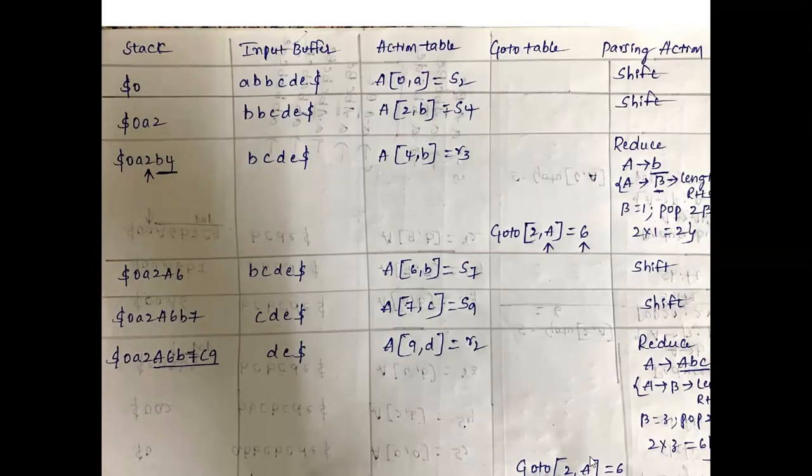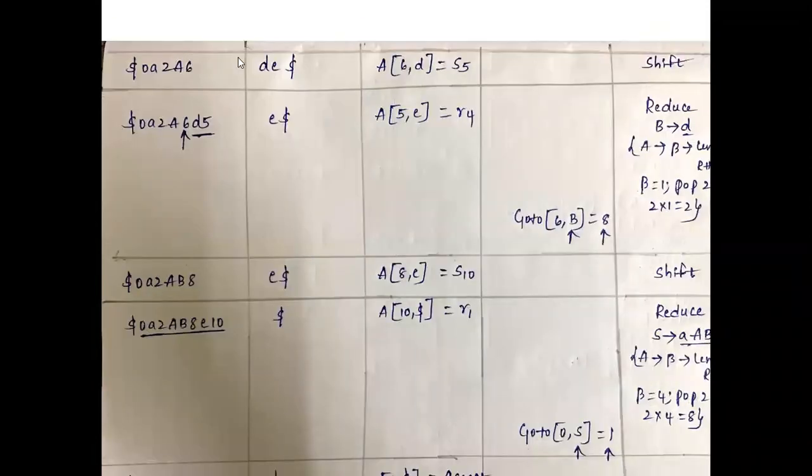Is it clear? Now this A and 6 are pushed onto the stack. Now my stack contains 0A, 2A, 6, and the rest of the input in the input buffer is DE dollar. And now action of 6 comma D is shift 5. That means I am shifting this D and 5 onto the stack.